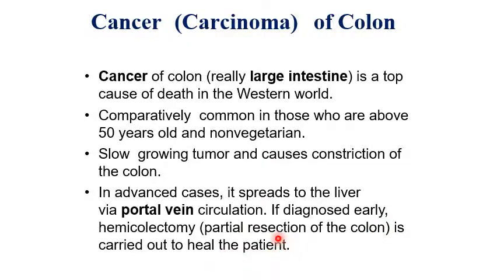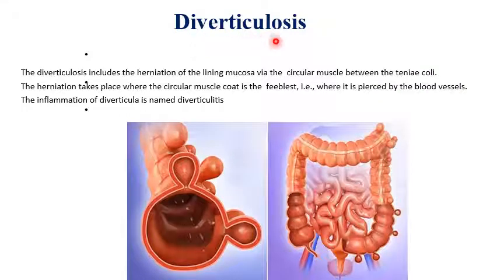If it is diagnosed earlier, then we partially resect the colon so that the patient heals. So this is the carcinoma of colon. Another condition is diverticulosis. In this, the herniation of the lining mucosa through the circular muscle between the taenia coli occurs. See, this is the herniation of the mucosa of the large intestine, and this occurs through the circular muscle.